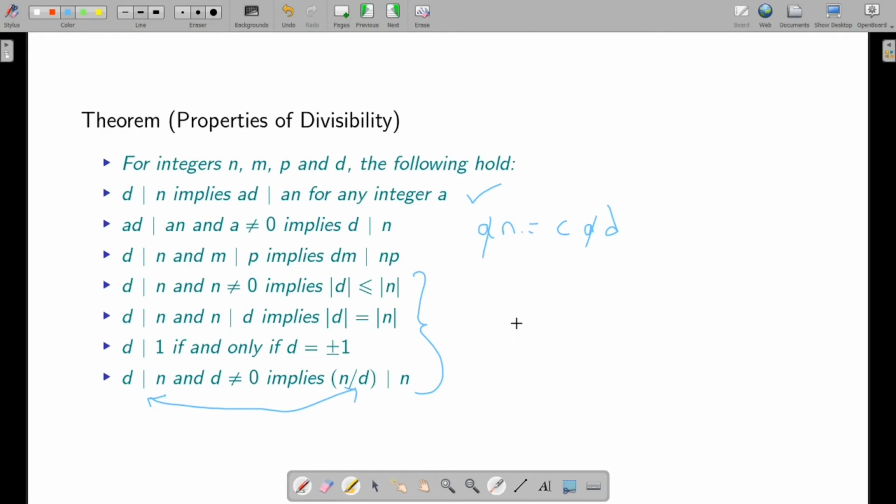So if d divides n, it means that n is equal to some c times d. Now notice that this c here is also a divisor of n, because I can write n as d times c. And this c here is equal to n upon d. This n upon d is called the complementary divisor of d.